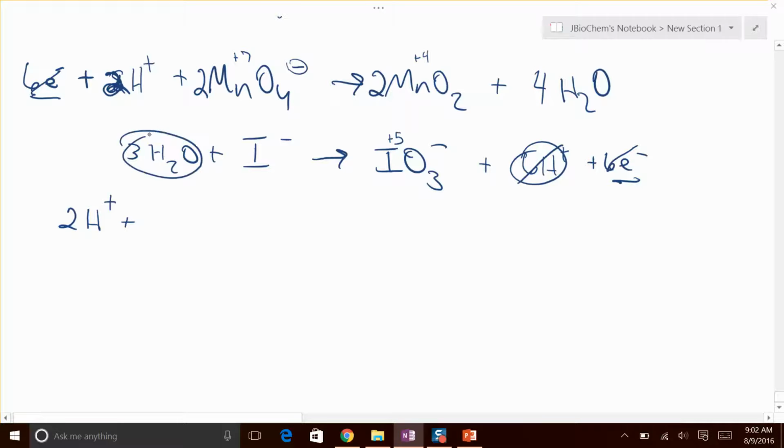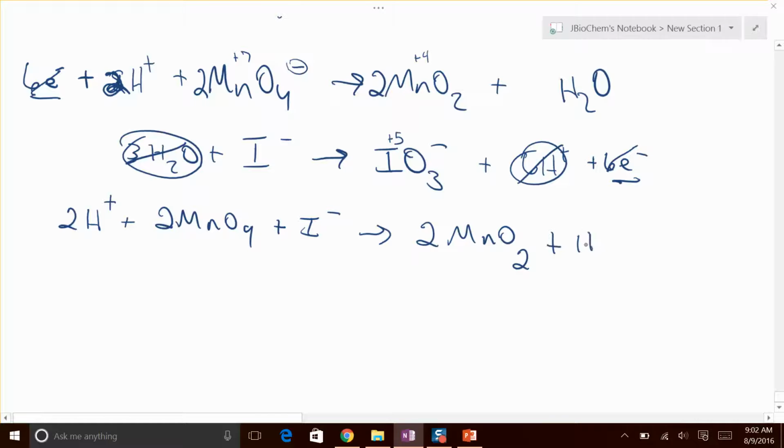These waters are at 3, so they're going to cancel, and this is going to go to 1 water right here. Okay, so we don't really need a coefficient. So we're going to say 2MnO4 plus I minus produces 2MnO2 plus H2O plus IO3 minus.